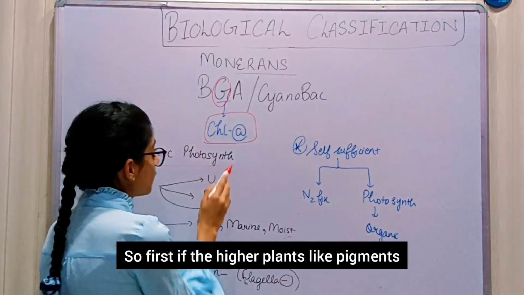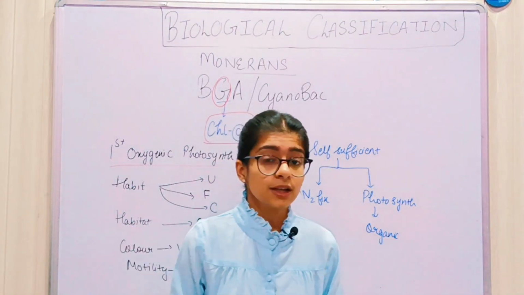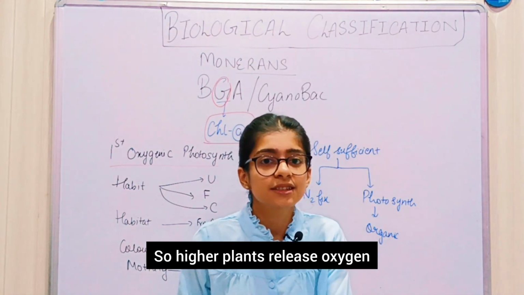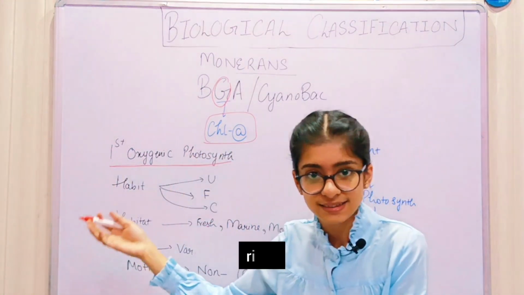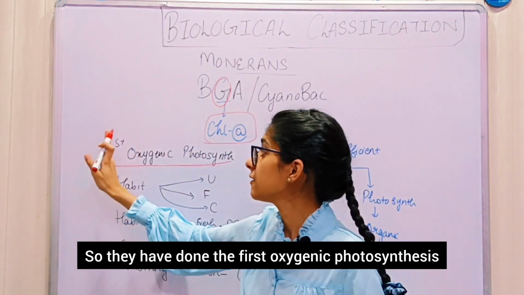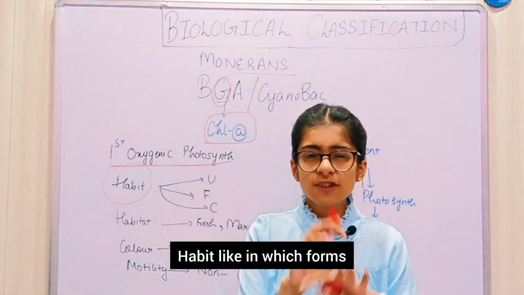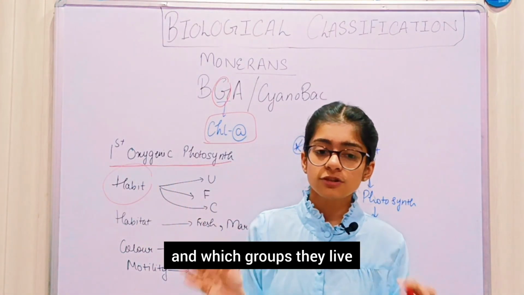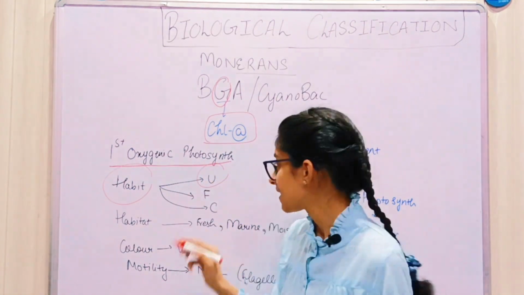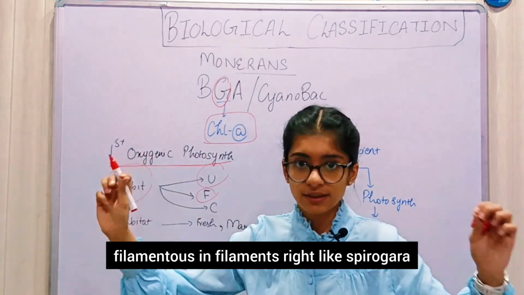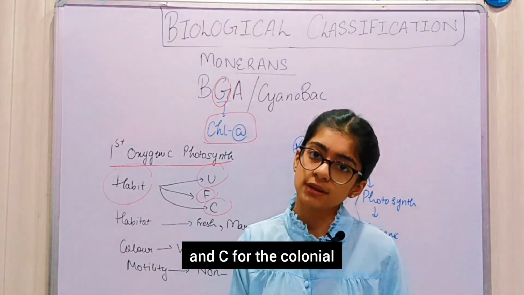So if the pigments are the same as in higher plants, then the behavior will also be the same. So they release oxygen. So these are the first oxygenic photosynthesis, right? So they have done the first oxygenic photosynthesis. Habit: in which forms and groups they live. Unicellular, alone. Filamentous, in filaments, right? Like Spirogyra. And C for colonial.